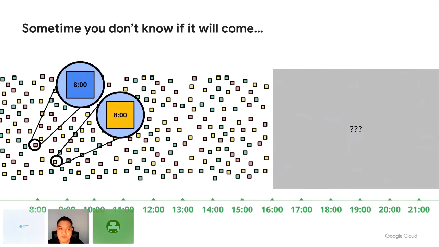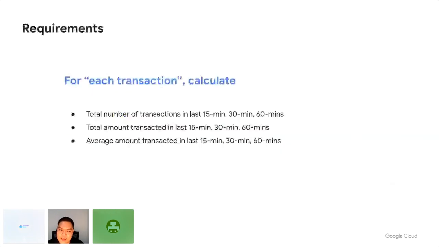So my requirements for the project is to create more features. In a way, more aggregation features for machine learning to learn from. So I choose 15 minutes, 30 minutes, and 60 minutes interval for each customer and each terminal. We go back and find the number of transactions, the total amount, and the average amount transacted within those three intervals.